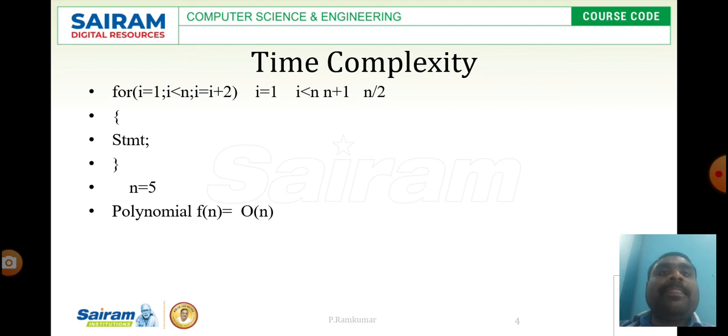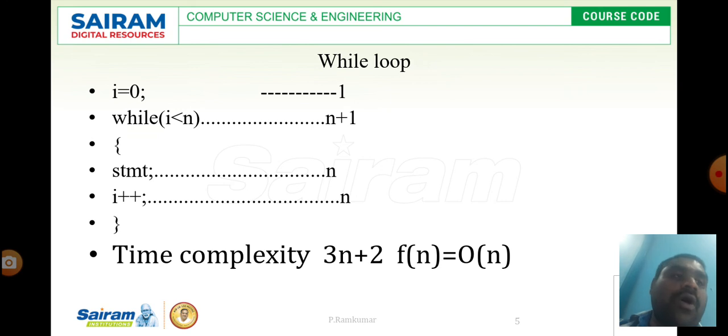For this program, here I am going to increment the value by 2 always. If I increment the value by 2 always, then the number of executions will be reduced. For example, for 10, 5 times the loop is executed, it's enough. For 4, 2 times the loop is executed, it's enough. So according to that, it will be executed n by 2 number of times. I less than n will be executed n plus 1 number of times. So when I add together, I get n by 2. So the polynomial f of n is equal to order of n.